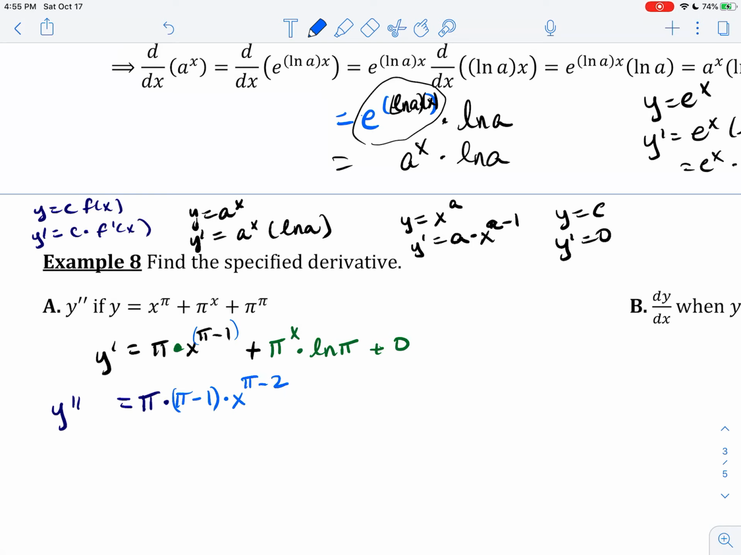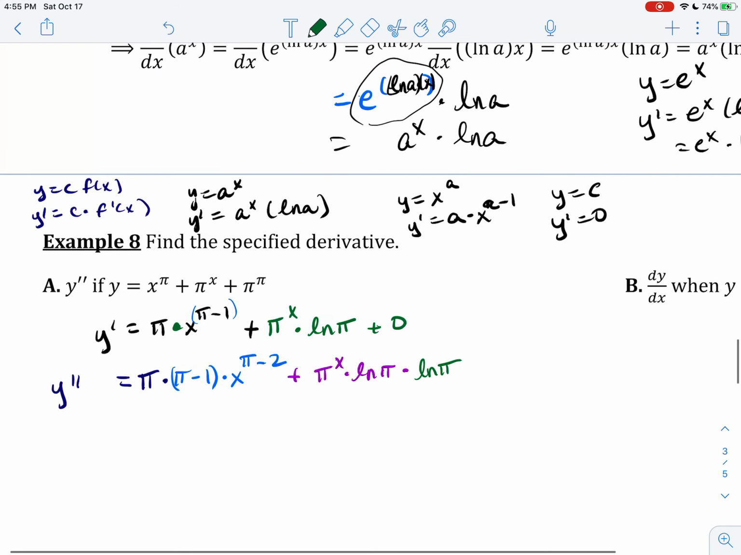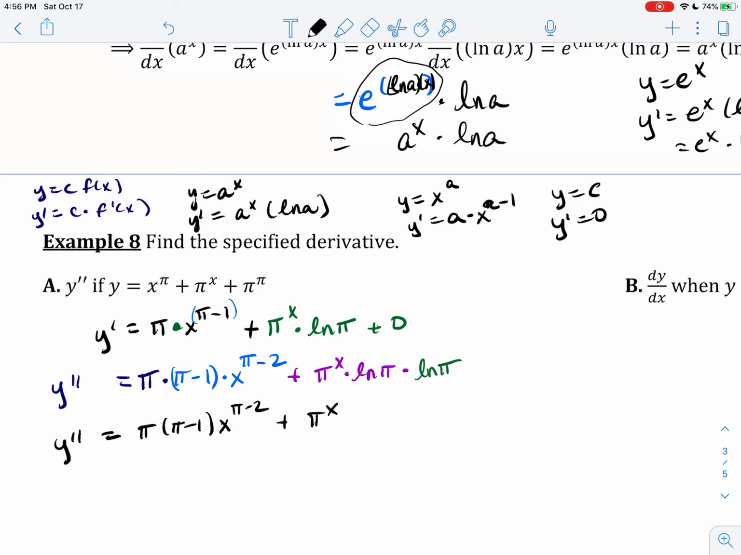And then in the second one, we are still using the constant times the derivative of the function. And so we've got, what's the derivative here? We've got pi to the x times ln of pi, but then we're still multiplying by that constant. And we don't need to do the derivative of 0. Good. So we can clean things up if we want and just say that this is equal to pi times pi minus 1 x to the pi minus 2 plus pi to the x times the ln of pi quantity squared.